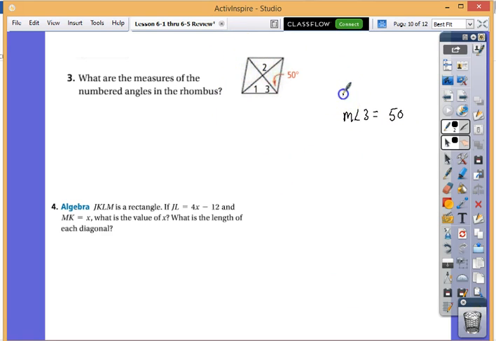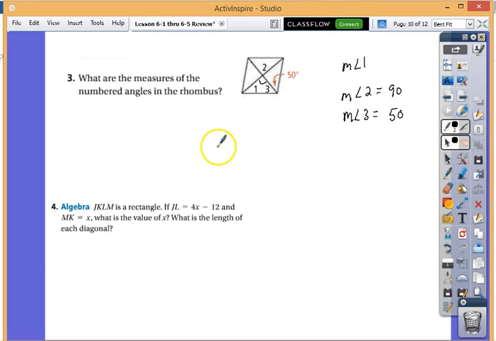What else about the diagonals in a rhombus? They're congruent. No, that's a rectangle. Opposite ones are 90 degrees. They're perpendicular. So that makes angle 2 what? 90. And then if this is 90, this will be 90. If that's 90 and that's 50, what's that? 90 and 50 is 140.